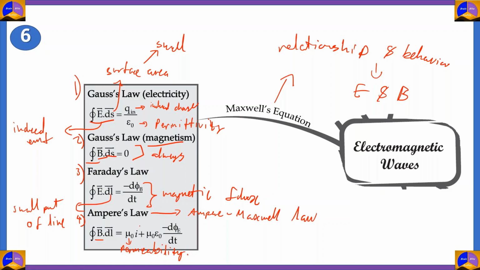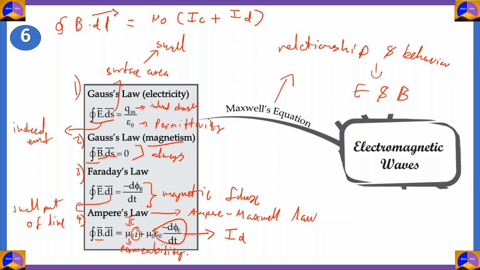times current. And so here, instead of just current I, he used both types of current, conduction current and displacement current separately. So this is conduction, IC, and epsilon naught dE by dt gives ID. So closed integral B dot dl is equal to mu naught times IC plus ID. So that is the main change used by Maxwell.